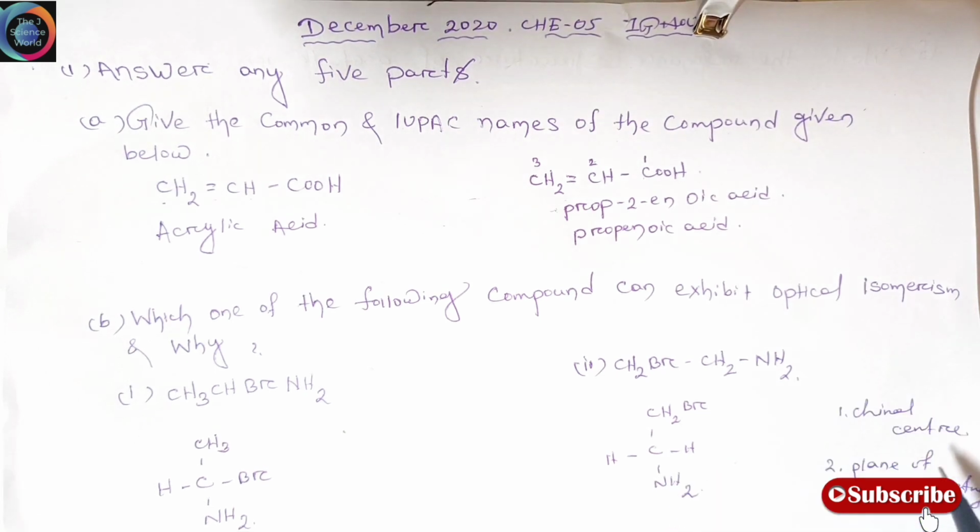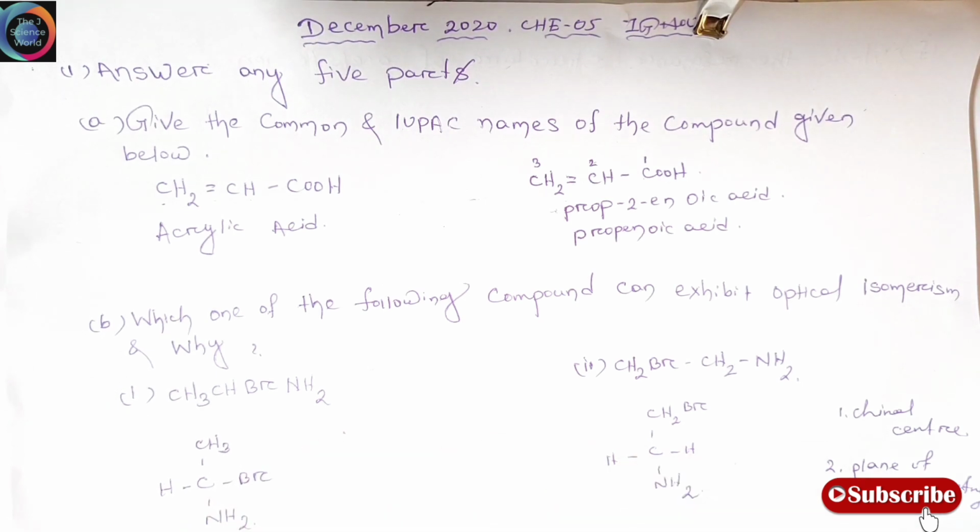Friends, when we find out whether a compound is optically active, we simply check two things. One is the chiral center and the second is the plane of symmetry. Friends, if a chiral center is present, the compound is optically active. Let's try to understand with these examples. Friends, you clearly see this carbon atom contains 4 different groups. So this compound contains 1 chiral carbon atom. So this compound is optically active.